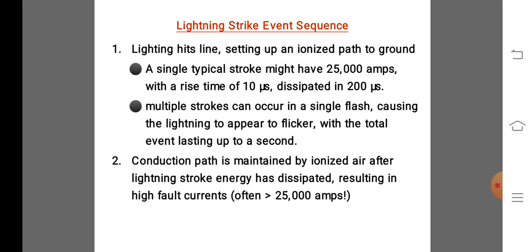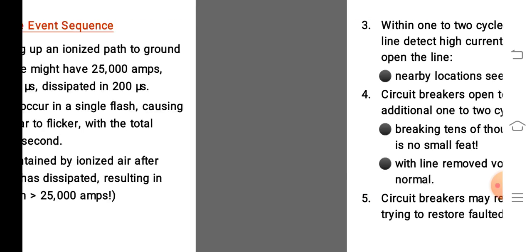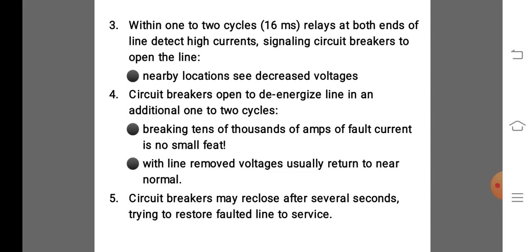Conduction path is maintained by ionized air after lightning stroke energy has dissipated, resulting in high fault current, often greater than 25,000 amps. Within one to two cycles, that is 16 milliseconds, relays at both ends of the line detect high currents, signaling the circuit breaker to open the line. Nearby locations see decreased voltage level. Then the circuit breaker opens to de-energize the line in an additional 1 to 2 cycles.